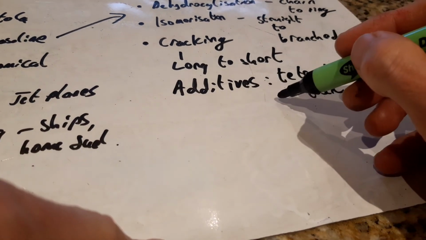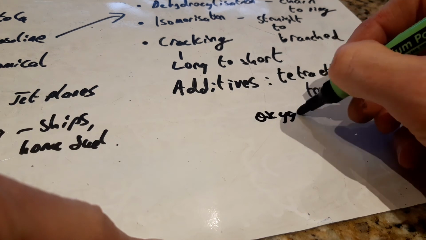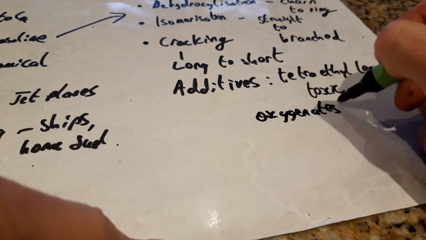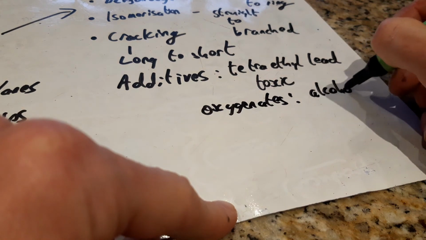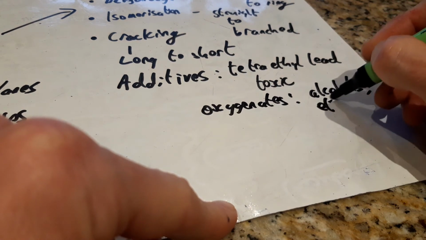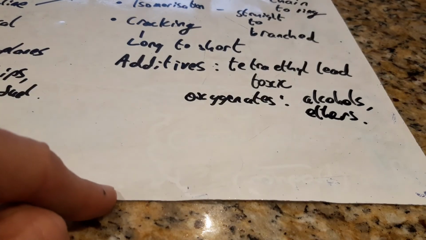It's not used anymore. And the other thing that is added are things called oxygenates. Oxygenates are literally anything that contain oxygen. So you're familiar with some types of those already. Alcohol is one example. And another example is a type of family which you're not really familiar with. A word to remember is ether.